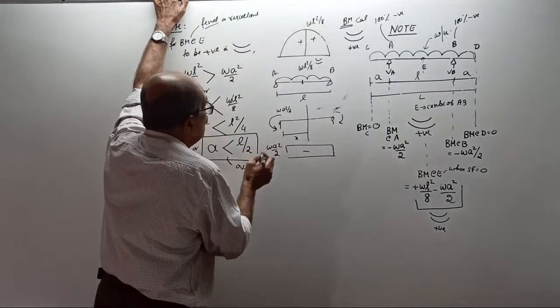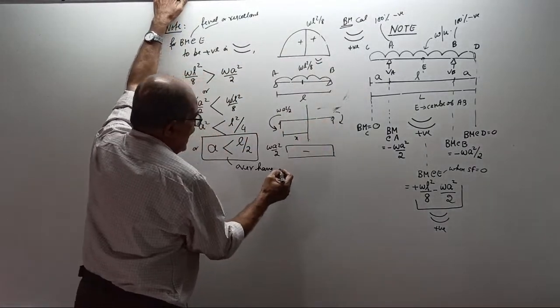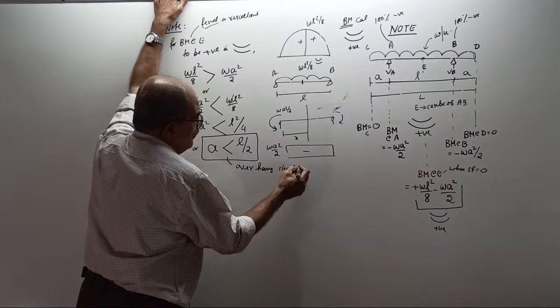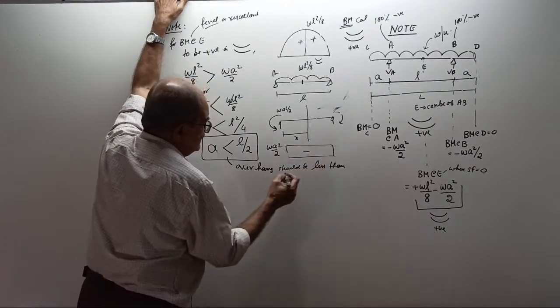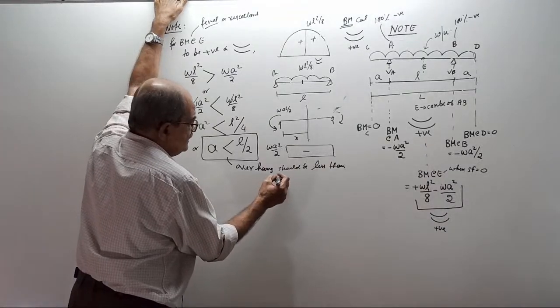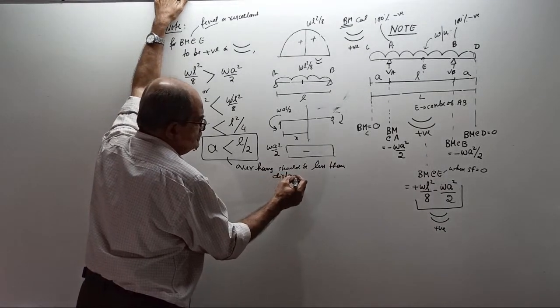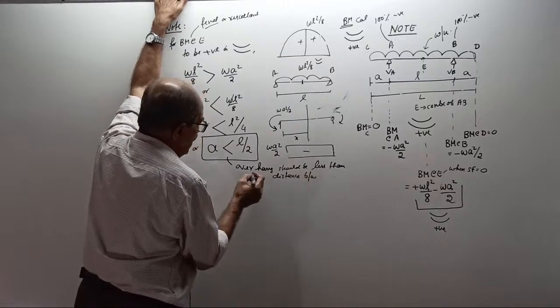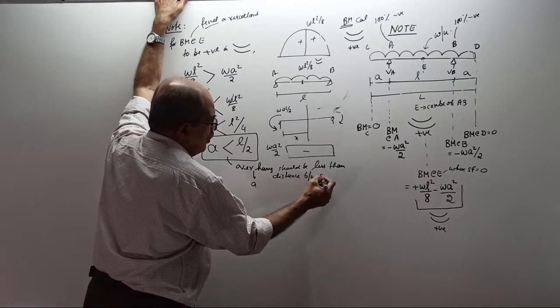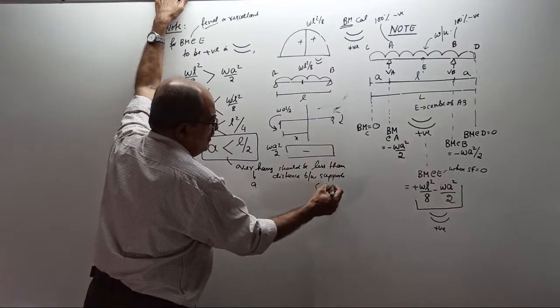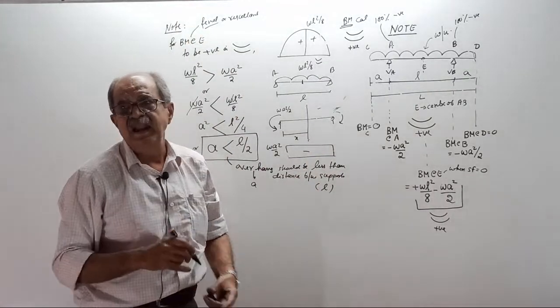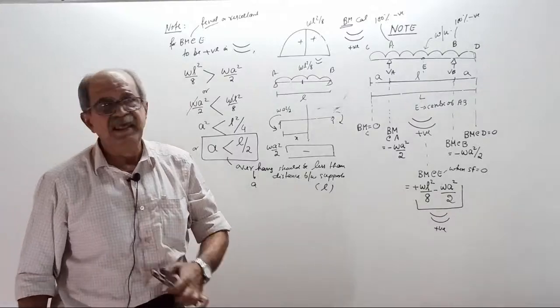So your overhang should be less than what? Less than the distance between supports. The overhang A should be less than the distance between supports, that is the simply supported span L. Tell me, fully clear? Fully clear or not?